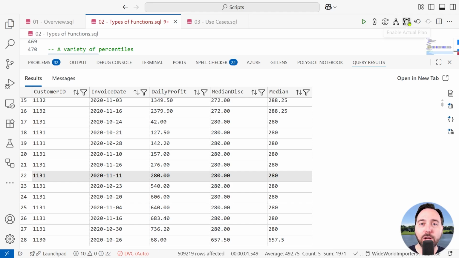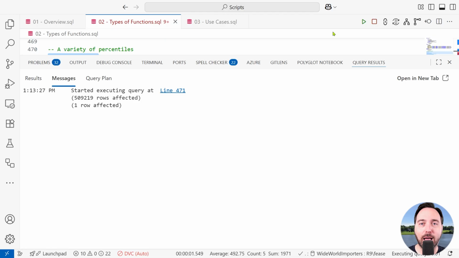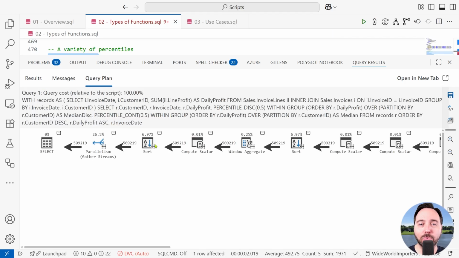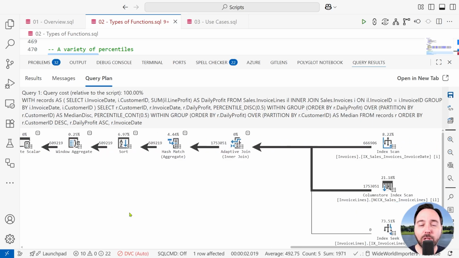I will give you one warning with respect to these percentile calculations. They can be extremely slow, to the point where, with a large enough data set, the query may never finish in reasonable human time. If I enable the actual execution plan and then run this query again, it will take a little bit of time to run, but it will also give us an idea of why this can be so slow. This is an execution plan for a single discrete percentile and a single continuous percentile per customer.